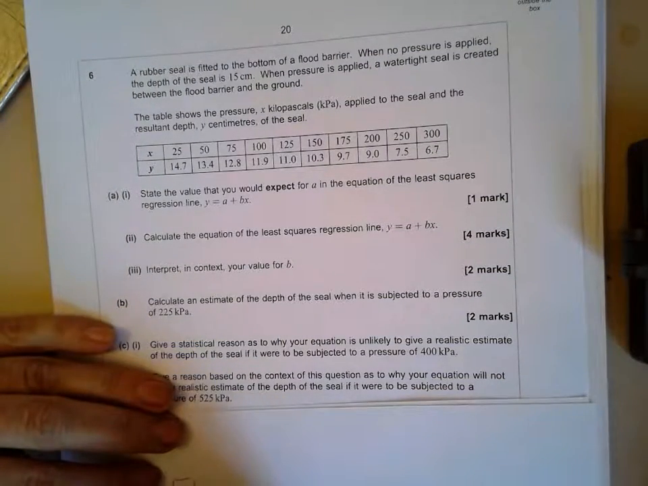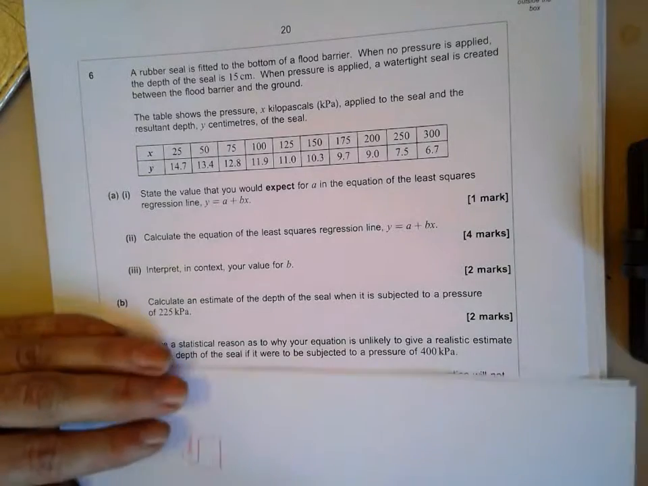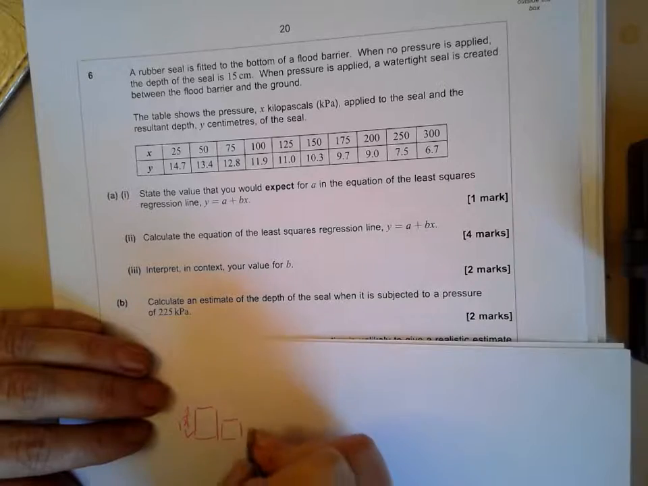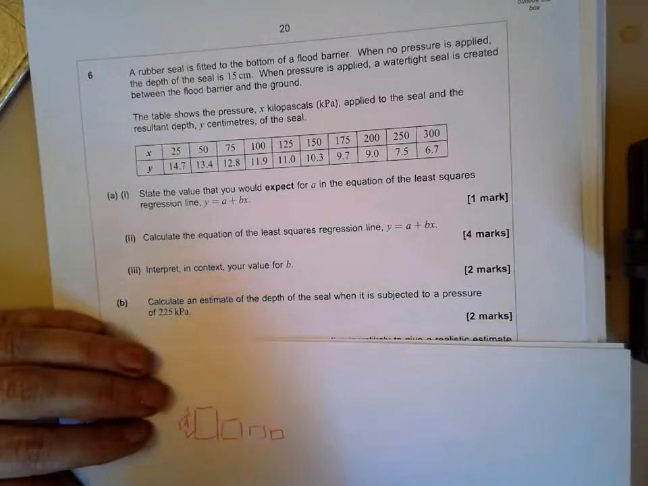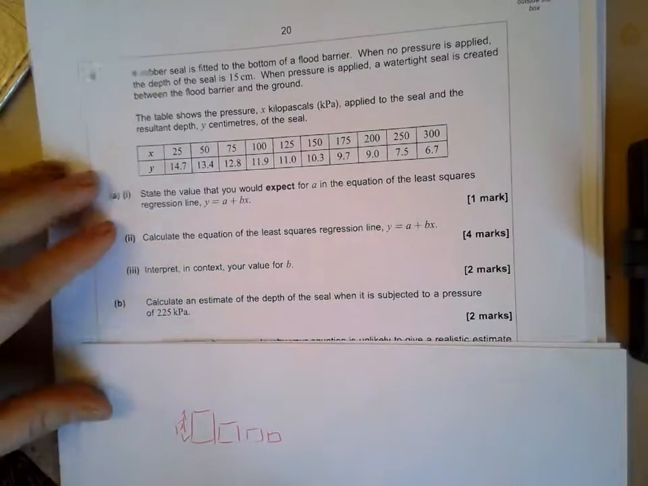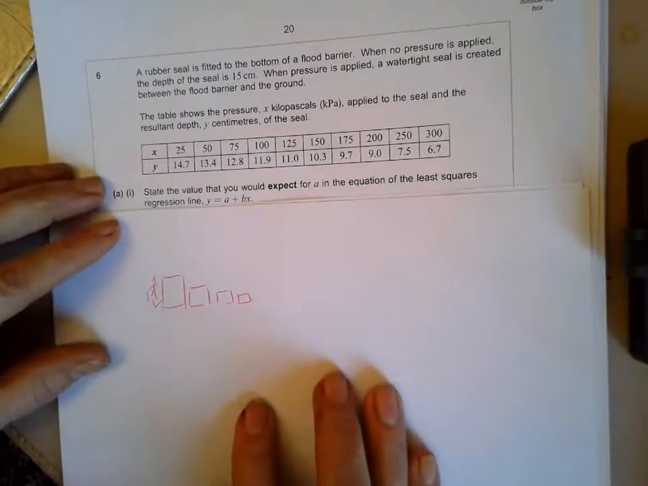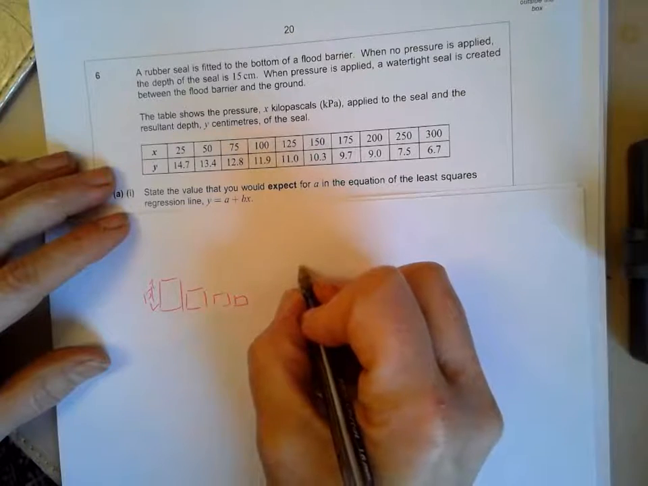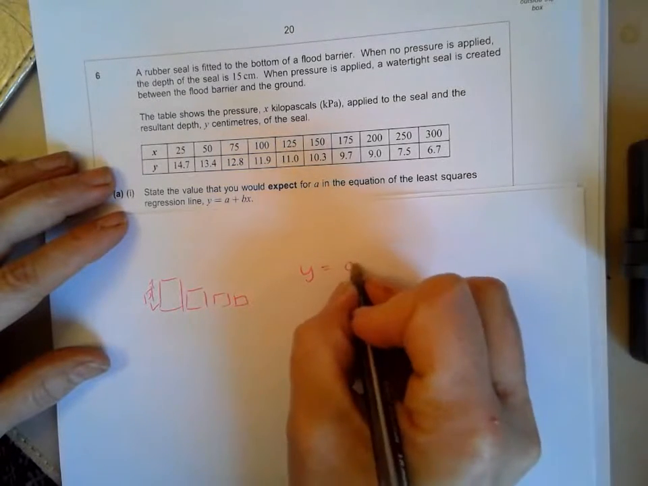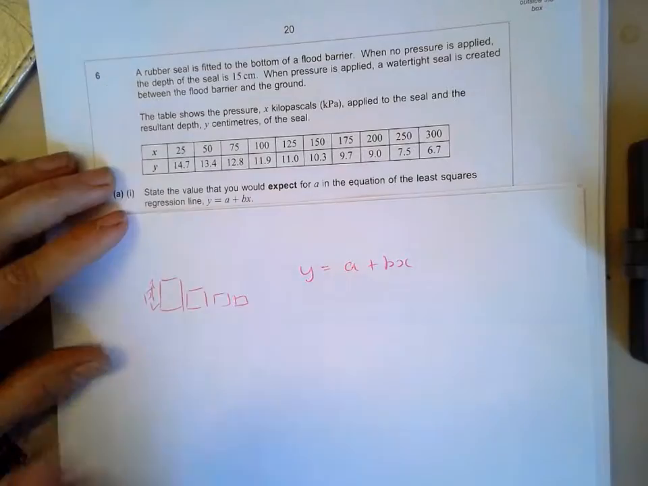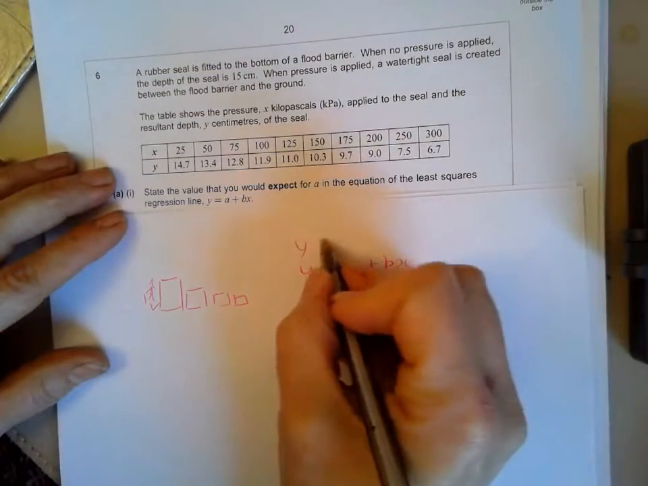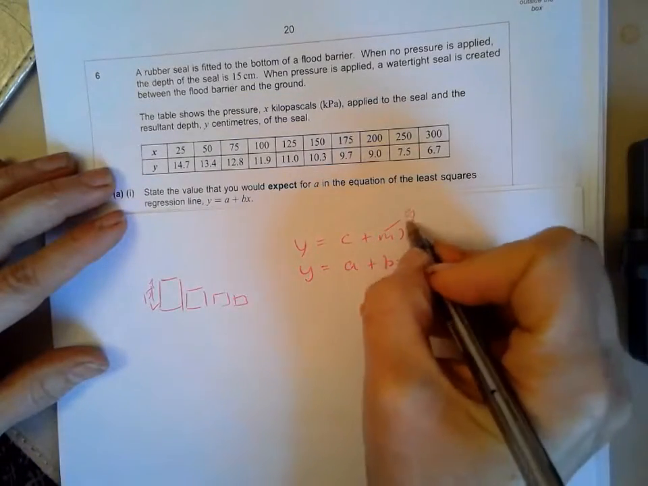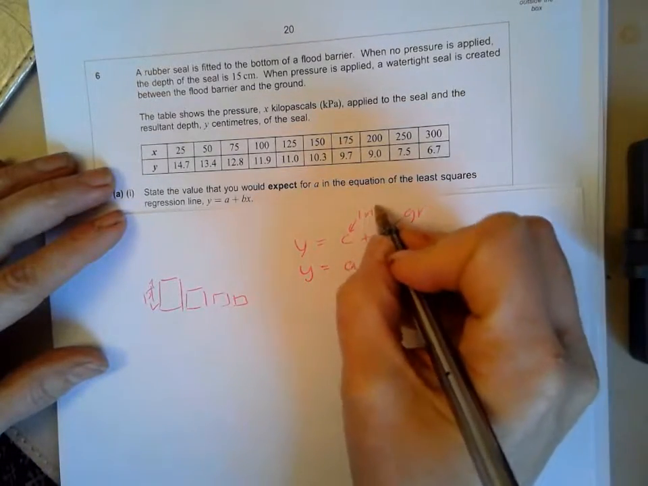You have 15 centimeters. Okay, and then there's more pressure, it gets smaller, and more pressure, it gets smaller, and more. It's like that. Okay, so state the value you would expect for A in the equation of the line of least squares regression. So this is what they're talking about, and think that is like, okay, that is the gradient and that is the intercept.